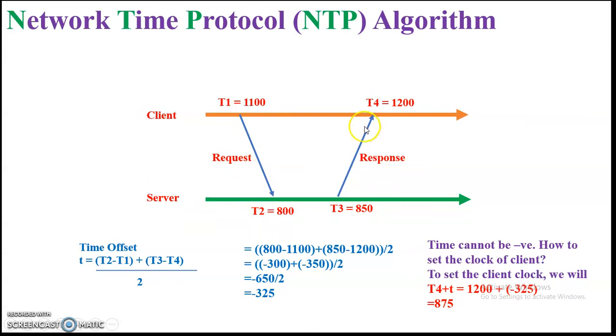So that is why we add this offset to T4, that is T4 plus the offset, which means 1200 plus the value of offset, that is minus 325, which gives the answer 875. That means the client should be synchronized at 875. So this is how the Network Time Protocol algorithm synchronizes clocks in the network.